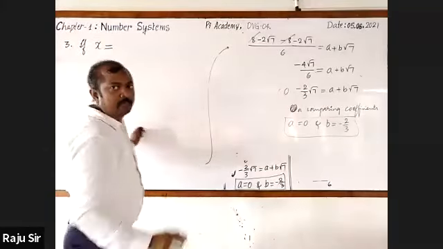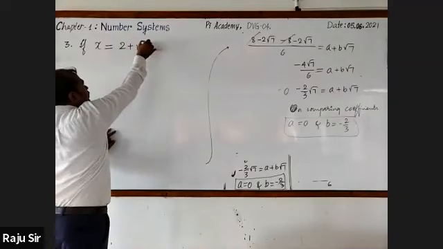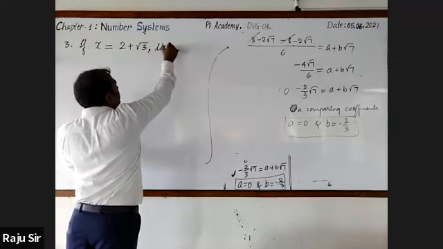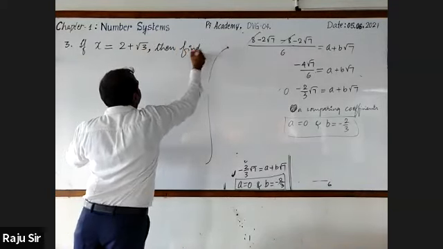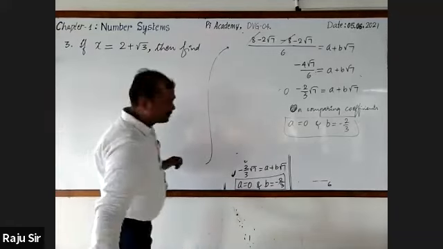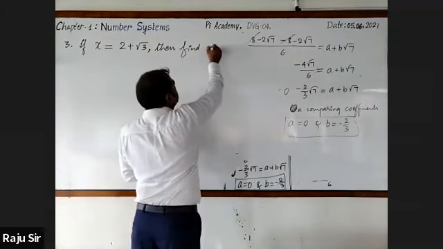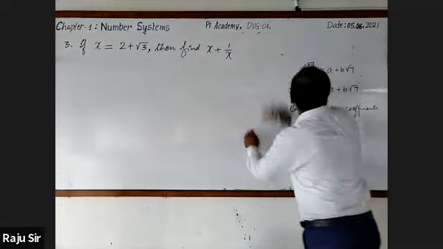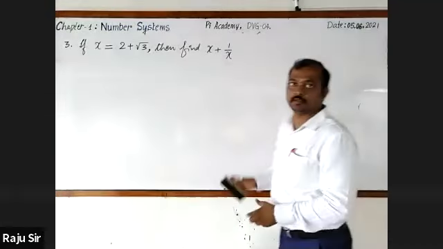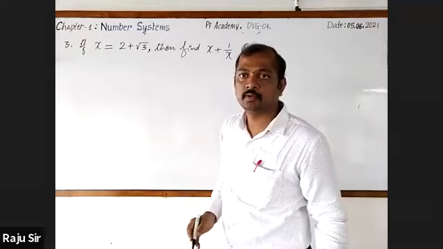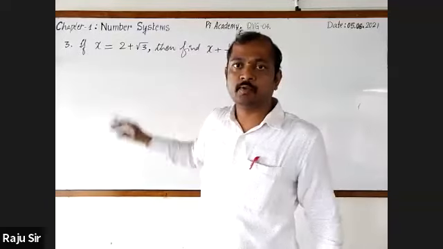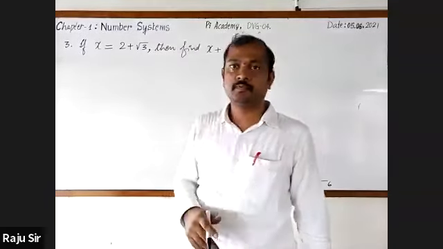If x is equal to 2 plus root 3, then find x plus 1 by x. Just look at them. I'll give you the hint. Just in brief, I'll go for explaining it. You can do that yourself.